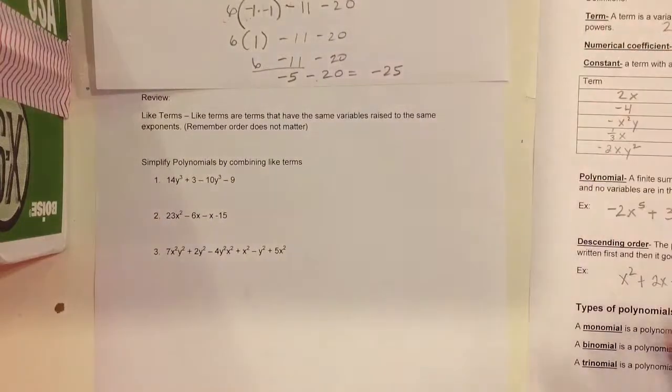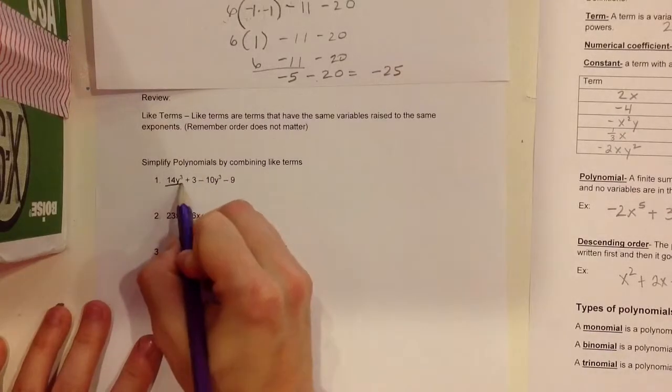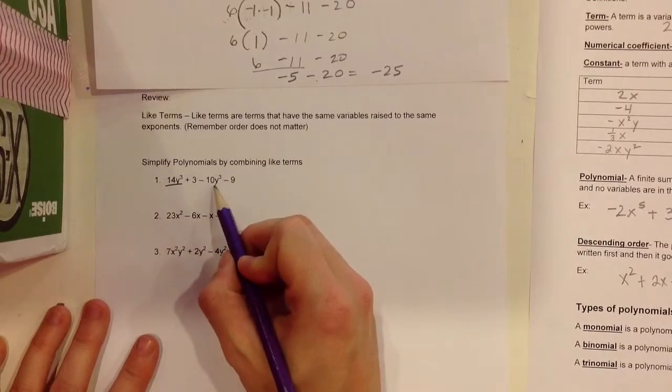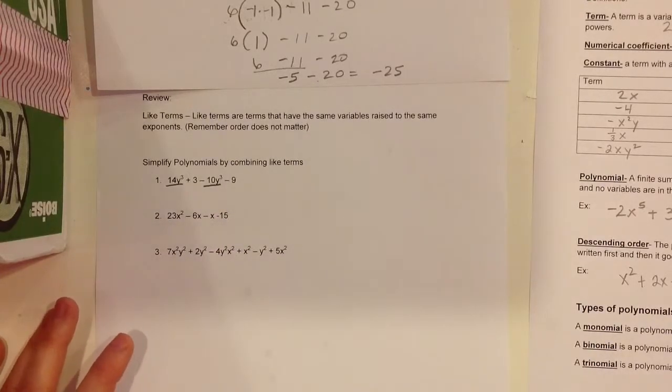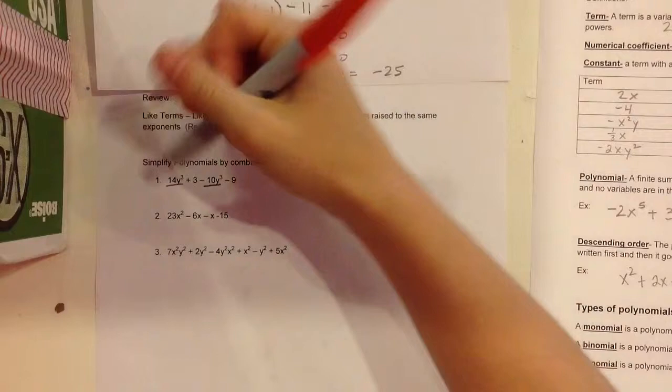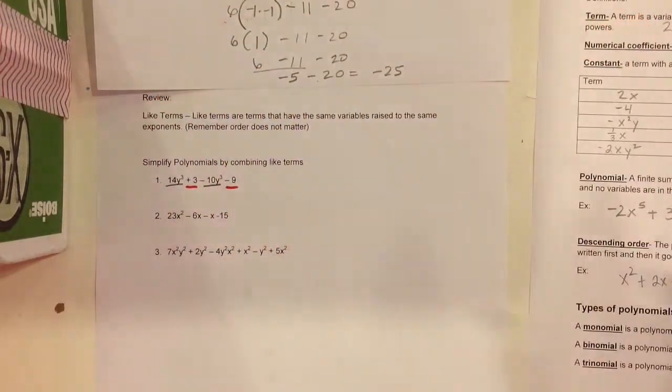And we're going to do our like terms review. Like terms are terms that have the same variables raised to the same exponents. And remember, order doesn't matter. It doesn't matter if you have x squared y and then yx squared, as long as you have the same variables raised to the same exponents. So let's combine like terms. I have 14y cubed and negative 10y cubed that are like. And our numbers 3 and 9 are like.